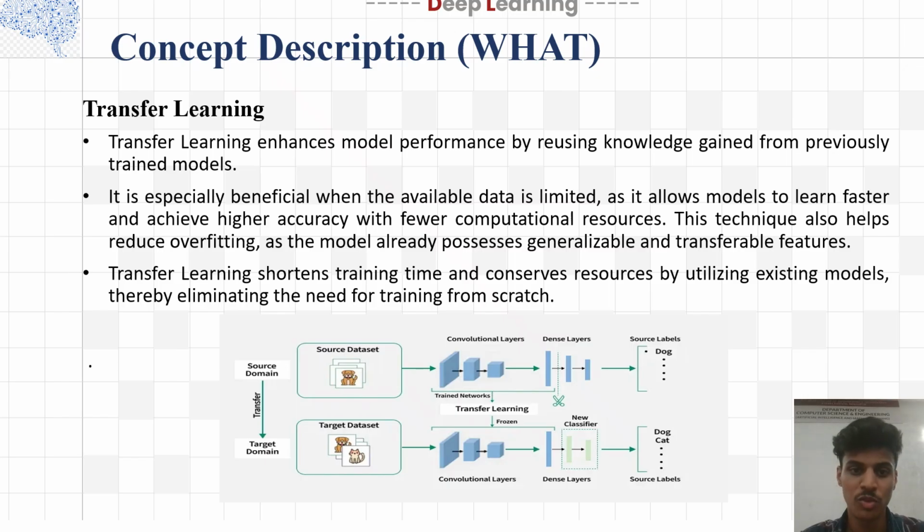Now let's look at what transfer learning actually does. It's all about reusable knowledge. When a model has already learned patterns, edges, and textures from one task, those features can be useful for another task too. This means we can get good results even with a limited amount of data. Transfer learning also reduces the chances of overfitting because the model already knows general patterns rather than memorizing new data. In short, it saves time, improves accuracy, and conserves computational resources.